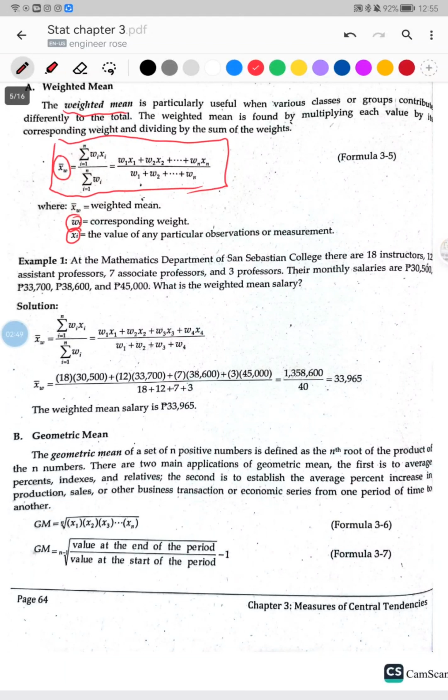For example, at the Mathematics Department of San Sebastian College, there are 18 instructors, 12 assistant professors, 7 associate professors, and 3 professors. Their monthly salaries are 30,500, 33,700, 38,600, and 45,000. What is the weighted mean salary?